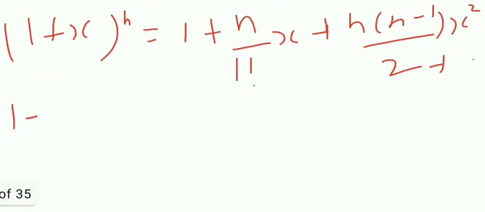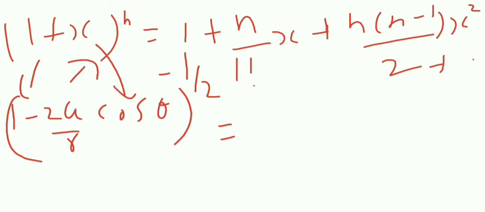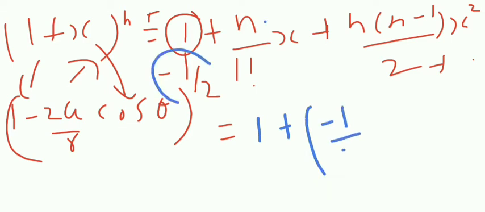So what happens? 1 minus 2A by R cos theta, whole power minus 1 by 2, right? Instead of 1 I am having 1, instead of x I am having this parameter, instead of n I am having minus 1 by 2. What is the first term? 1. So no problem, I get 1 only, plus what is n here? n is minus 1 by 2. So minus 1 by 2, right, into, by 1 factorial, which is 1 only.